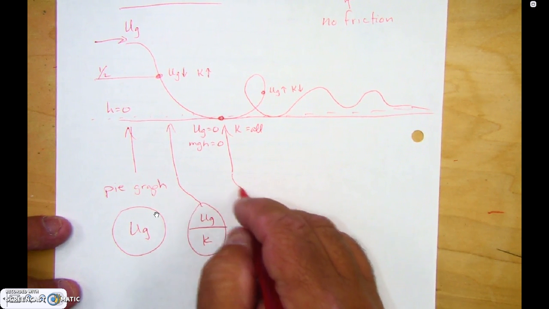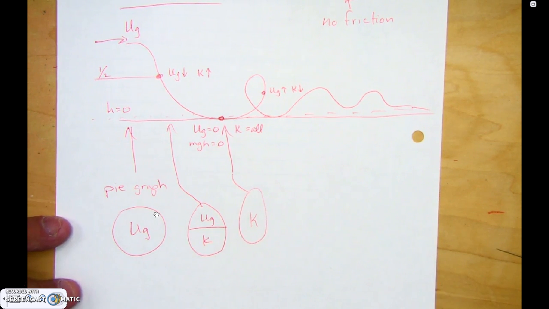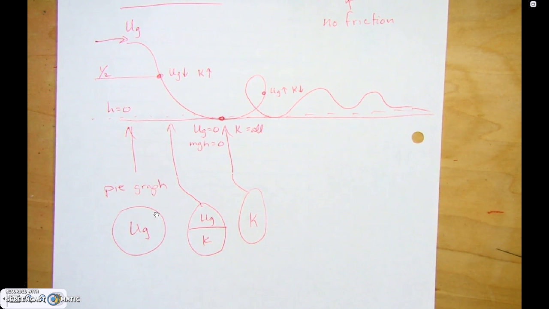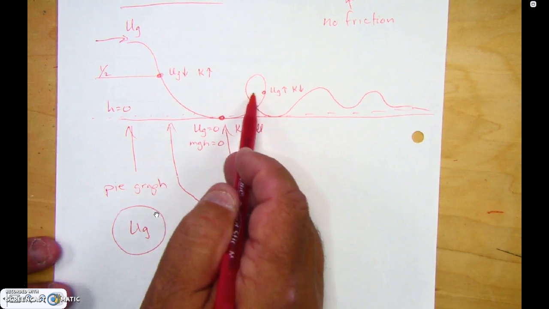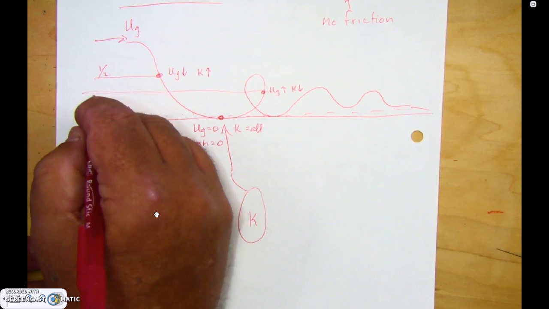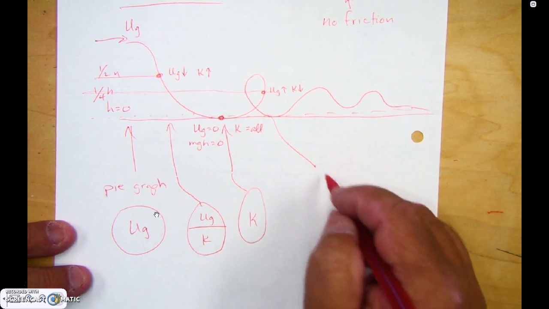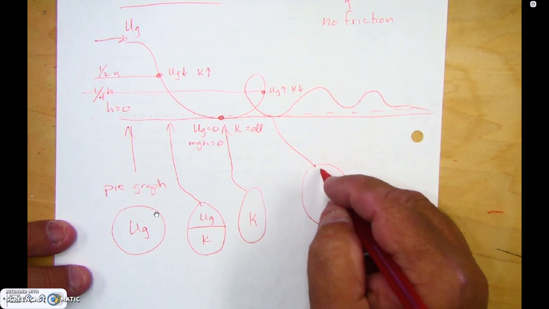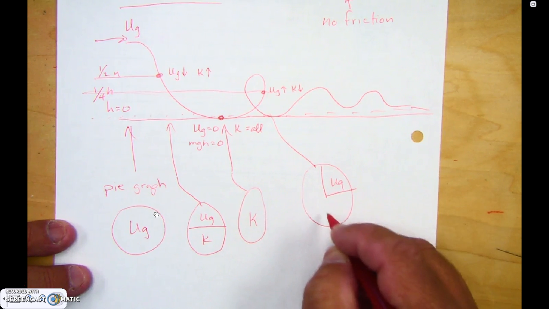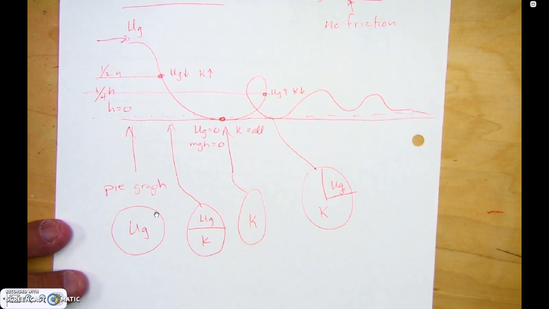At this point here, it's all K. So it's no different than any pie graph you've seen before, in the fact that here it's half potential, half kinetic. Here it's all kinetic. Here it's all potential. And then it trades back and forth. So if this point here was, let's say, 1/4 of the height, then what you would have at this point here would be something like this. You would have 1/4 UG, and the rest would be K. So that's how a pie graph works.